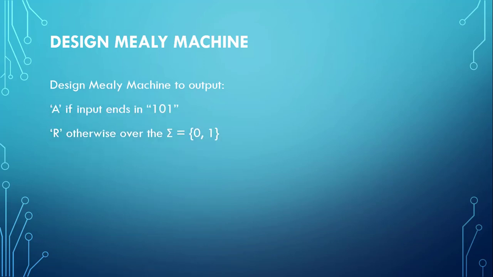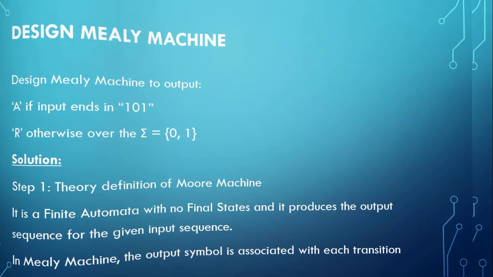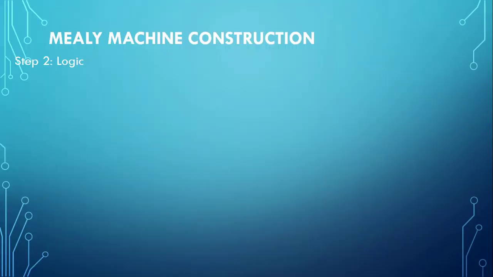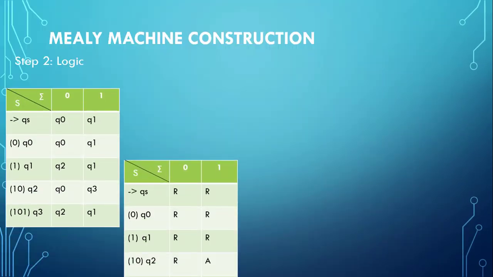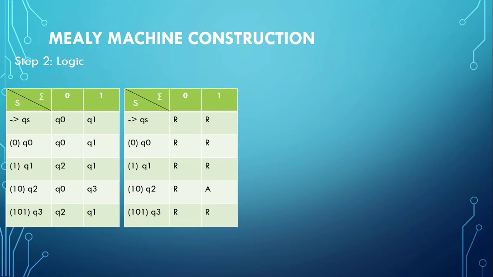We have to design a Mealy machine to output A if the input ends in 101, or R otherwise, if it does not end in 101, over the input 0, 1. So the solution is: step number 1, theory of Mealy machine. In step number 2, logic, we now have to take care of two tables. One is the transition table and another is the mapping table.